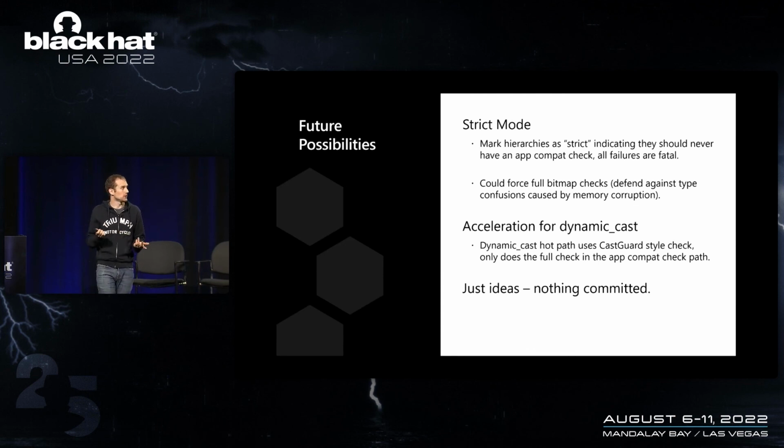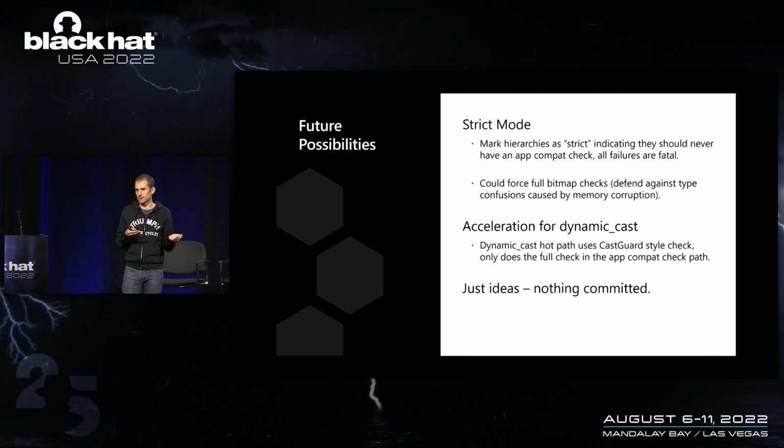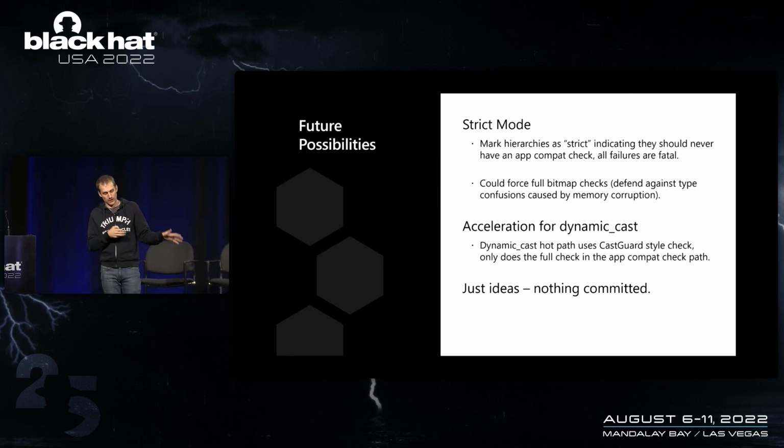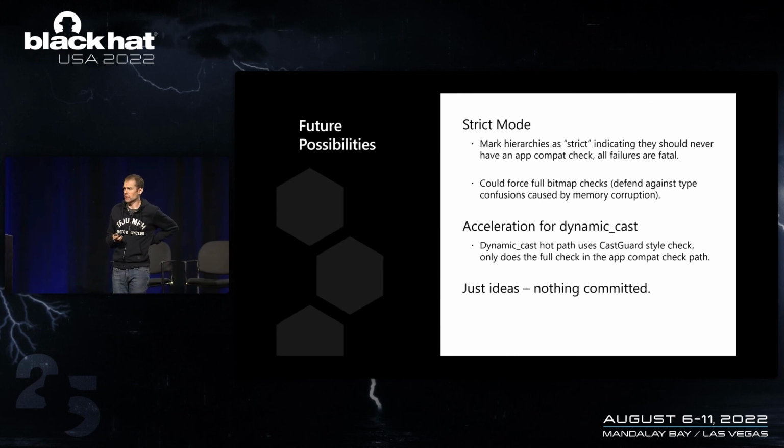You could also potentially use CastGuard as a way to accelerate dynamic cast. Right now, dynamic cast is a huge amount of code, but you could potentially just use CastGuard checks for these downcasts, and then if the CastGuard check fails, then you could just go and do a full dynamic cast check and decide, should dynamic cast really fail this or not? But again, these are just ideas, nothing that we're committing to doing.